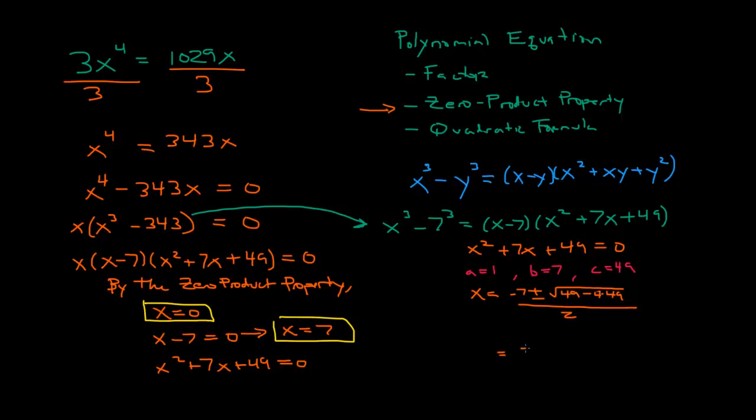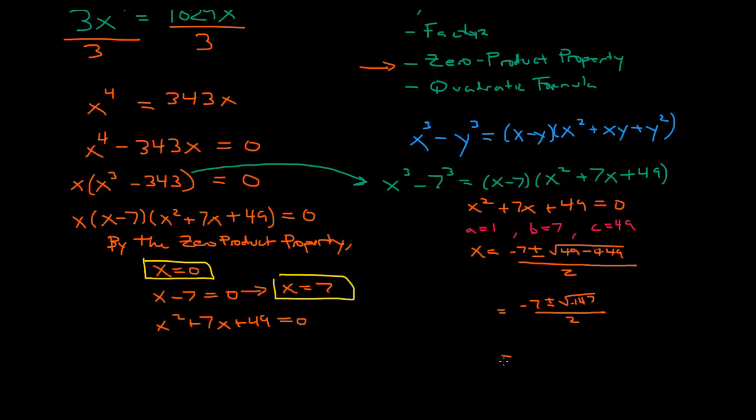So let's do a little bit of simplification here. Negative 7 plus or minus, let's see, 49 minus 4 times 49 is negative 147. Okay, so negative 147 over 2. Well, let's see if 147 simplifies or not. Negative 7 plus or minus, okay, let's think about this. If we can simplify that square root, well, first of all, we're going to get an i in there, but we might be able to simplify it a little more than that.